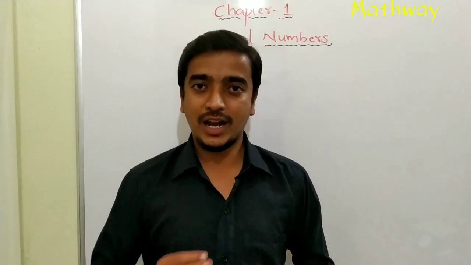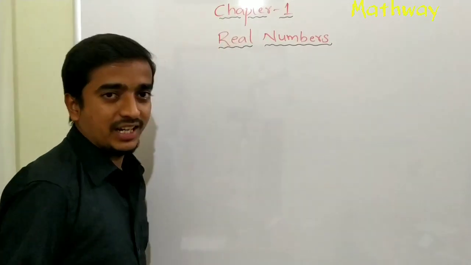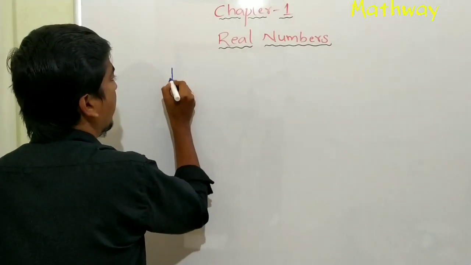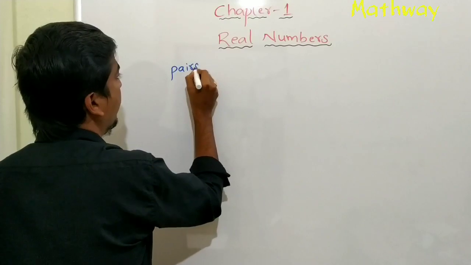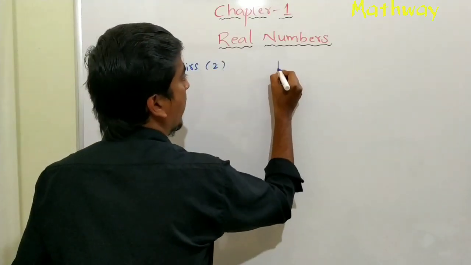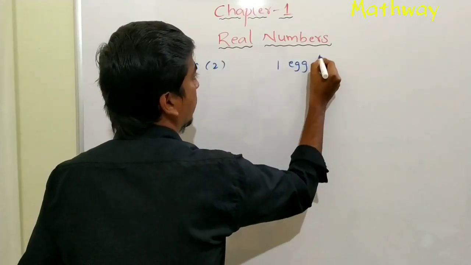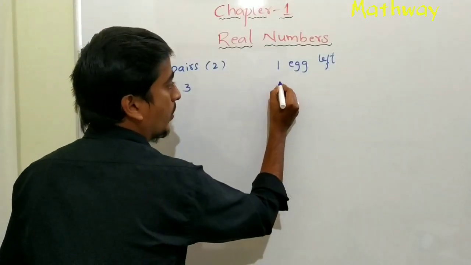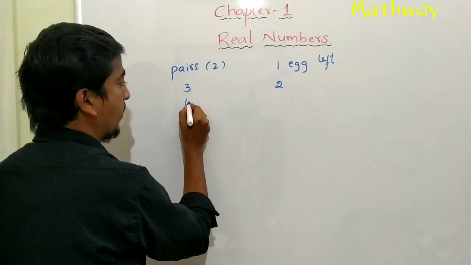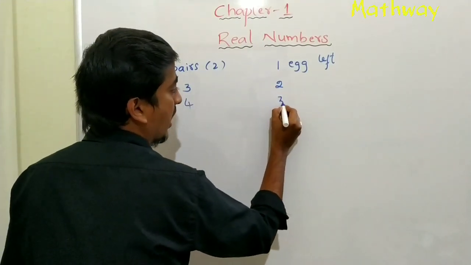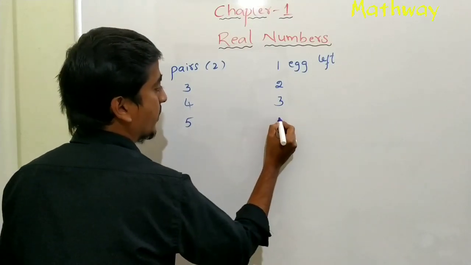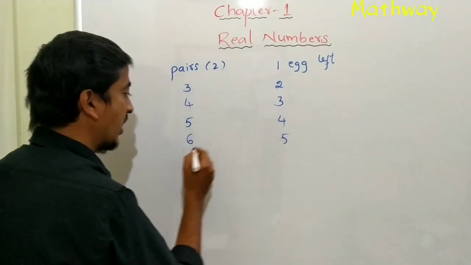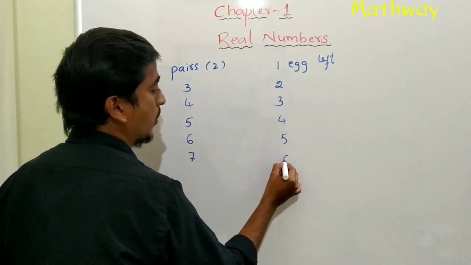Don't get confused. Let us solve this puzzle. He said that if you count by pairs, one egg will be left. Let me write that: if you are counting by 2, one egg will be left. If you are counting by threes, 2 eggs will be left. If you are counting by 4, then 3 are left. If you count by 5s, 4 will be left. If you count by 6, 5 will be left. If you count by 7, no egg will be left.